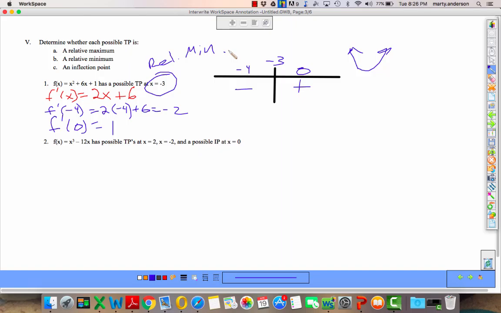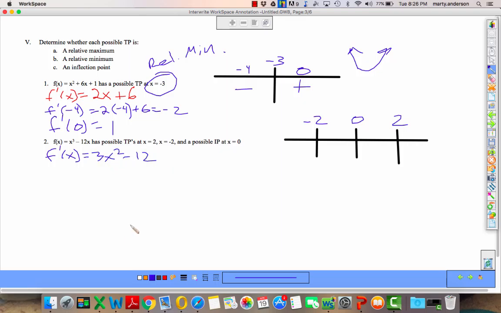Next, we got possible turning points at 2 and negative 2 and a possible inflection point at x equals 0. So I'm going to make a table again, and I'm going to say I got 3 different guys. Now, grab them all. Negative 2, 0, 2. Start to the left. First thing I need to do is take the derivative. 3x squared minus 12.